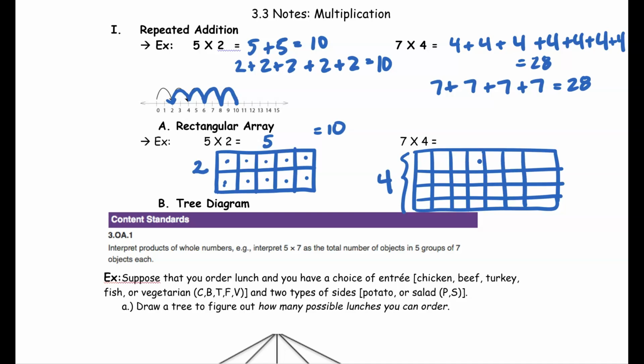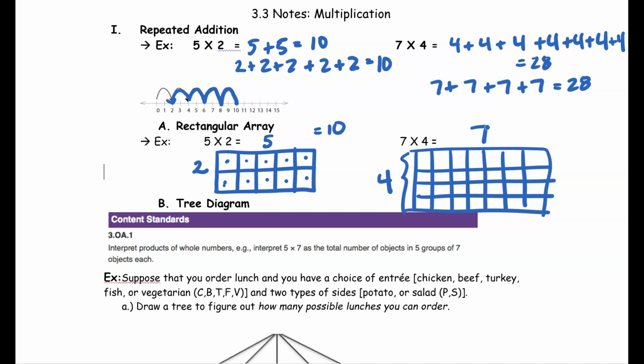So 1, 2, 3, 4, 5, 6, 7. Okay, so you can see that doesn't look so great, but you get the idea. 1, 2, 3, 4, 5, 6, 7. Awesome. And then if we count it, 7 times 4, if we count all of those blocks on the inside, we end up getting 28.